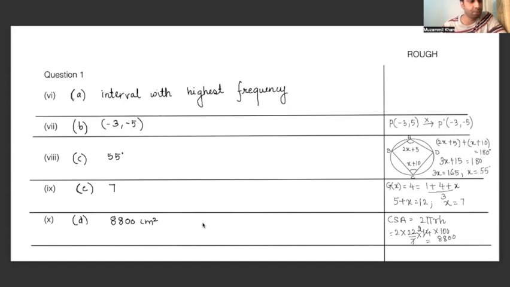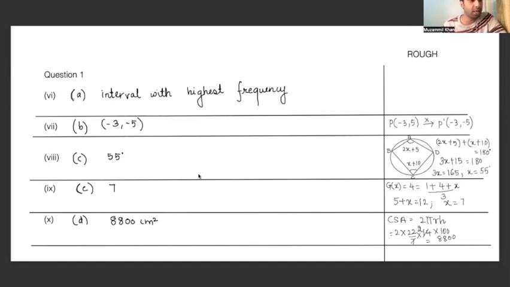Next, question 7. It's again a very simple question from reflection. So we were given a point P minus 3,5 and we had to reflect it about the x-axis. So if any point is reflected about the x-axis, its y-coordinate undergoes a reversal. So you can see minus 3,5 becoming minus 3, minus 5. And that's the reason why it is option B.